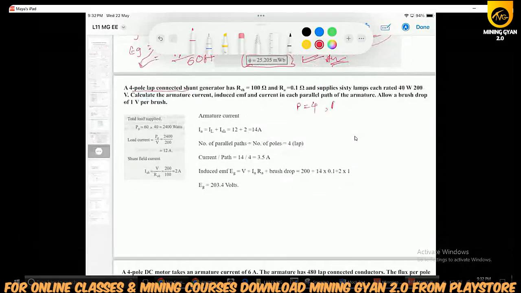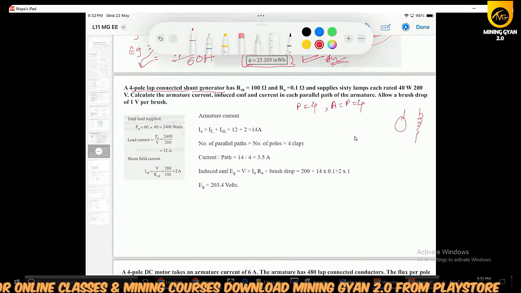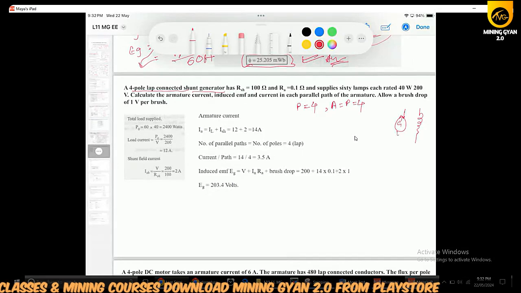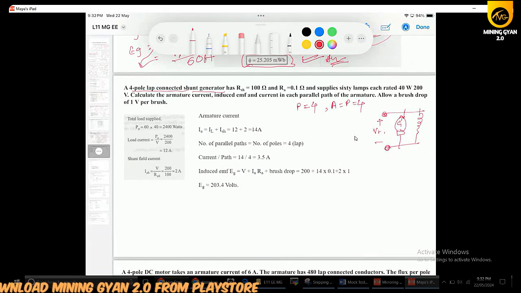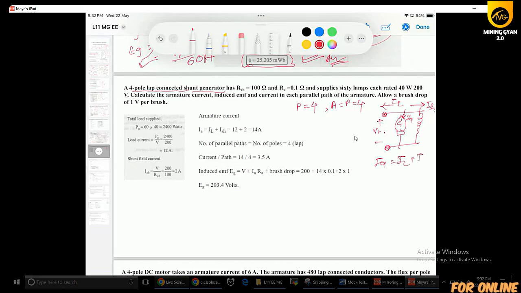Lap connected means A equals P, and that equals 4. And a shunt generator means these two are in parallel, and this is the terminal where the load gets connected, and the current will flow like this. The generator will generate the armature current, and the field winding will consume ISH current. So IA will be IL plus ISH.